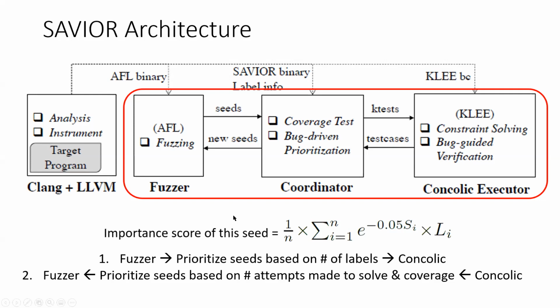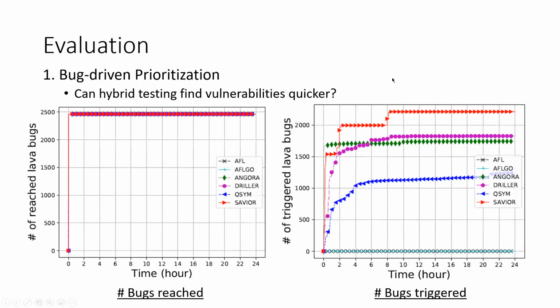Okay, please go on. So that's about it for the approach. Just go through the evaluation. So the first technique that Xavier does is a bug-driven prioritization. So whether we can find vulnerabilities quicker.